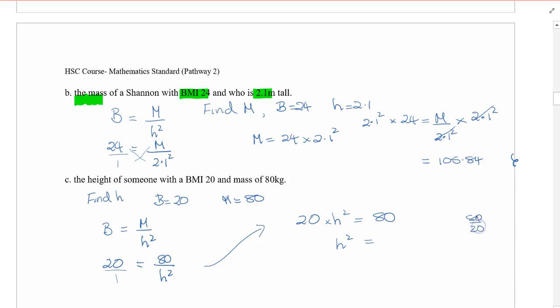Now to go from h squared down to h, we need to take the square root, and we would normally consider plus or minus the square root of 4, which is plus or minus 2. However, h represents the height, and negative height doesn't make any sense. So h is equal to 2 only, and the height was being measured in metres.